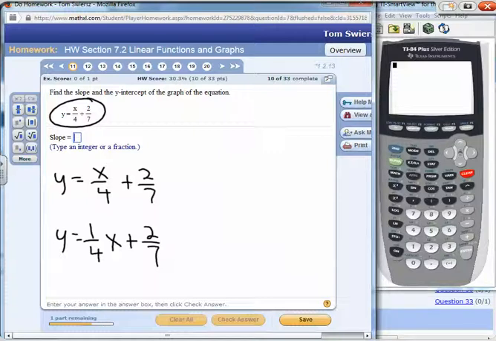So the coefficient of x is a slope, which is 1/4, and the y-intercept, again, is what we're adding, so it's going to be positive, and it's 2/7. All right, you don't have to have parentheses around there. Just 2/7 is the y-intercept.